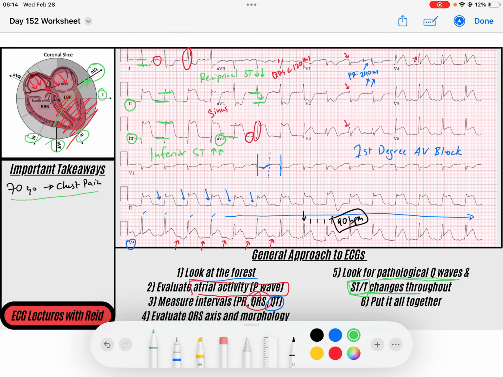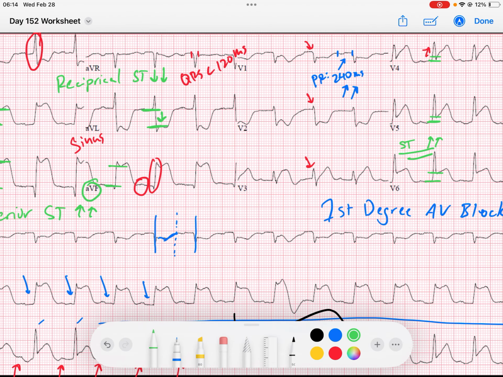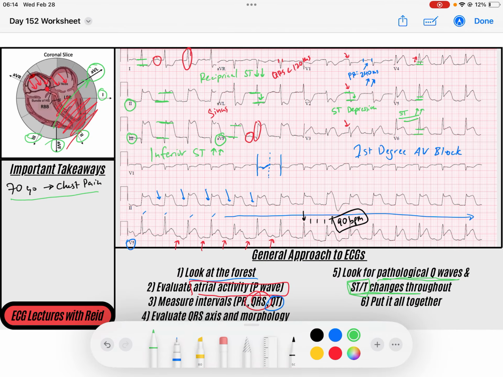I then scan through my precordium, and what do I notice? That it seems like we've got some ST elevation in my lateral leads, just a little bit in the lateral leads. And I've also got this big ST segment depression in V2. So what does ST segment depression in V2 mean in this case, right?